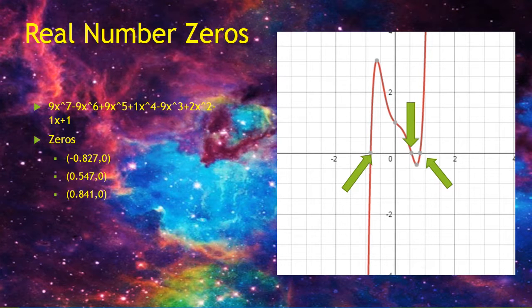Real number zeros. The zeros in my graph were at the locations where my polynomial crossed the x-axis, and my zeros were at (-0.827, 0), (0.547, 0), and last (0.841, 0). These were the three intersections that my polynomial had at the x-axis.